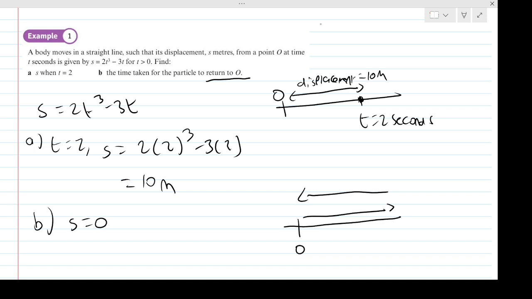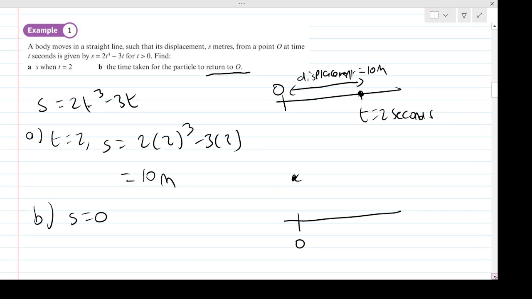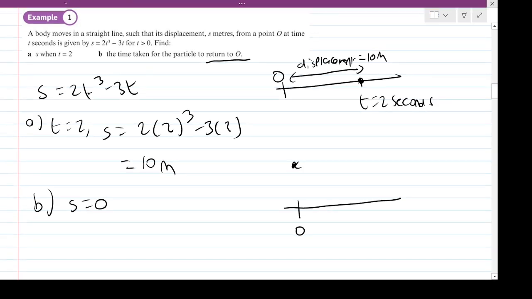Because if I'm back at O, so again, if I use my diagram here, I start at O. Let's say I'm over here, and then I'll return back. But actually, at this point in time, I'm back at O. There's no displacement. I'm not gone anywhere away from O. So hopefully that made sense. So the displacement is 0. And so at that point, I just sub that in. So 0 = 2t cubed minus 3t.